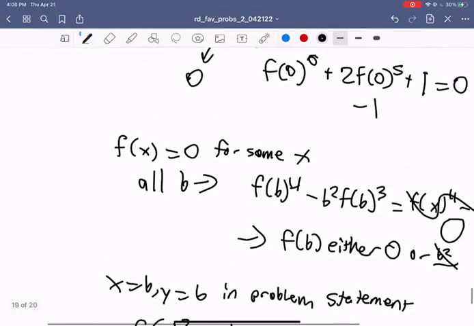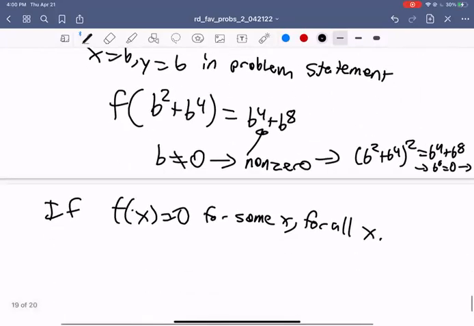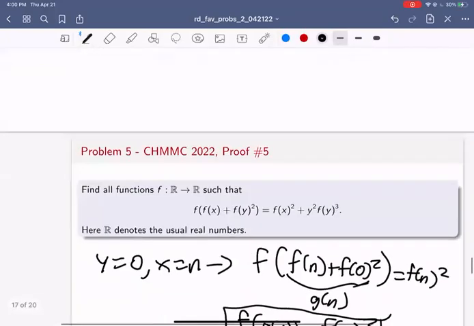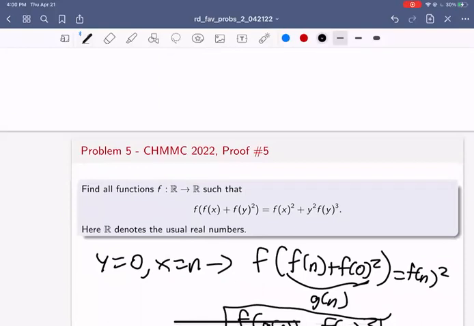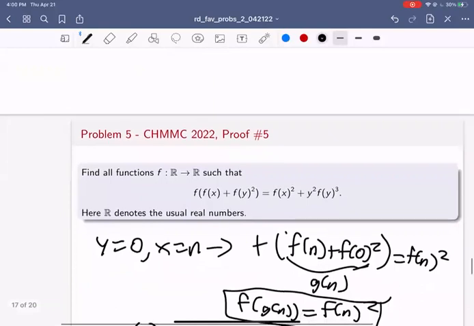Now we resolve the case where it's never 0. Then it must always be 1, nay, -1. But that clearly doesn't work because then we just have -1 equals 1 plus a minus y squared, which isn't always true. So that means that the only solution is f of x equals 0 for all x.